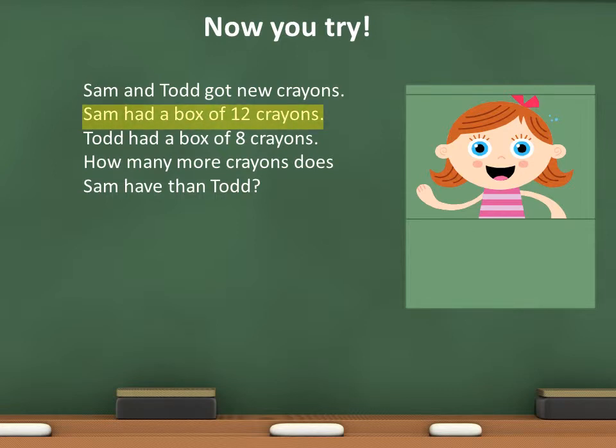All right. Did you point out that Sam had a box of 12 crayons? Good job. Next, you should have said that Todd had a box of 8 crayons. Fantastic. Where's the question? Did you say the question was how many more crayons does Sam have than Todd? If you did, then give yourself a pat on the back. Good job. Now, take the information you found and the question to write a sentence with the blank as an answer. I'll give you a few moments to think.